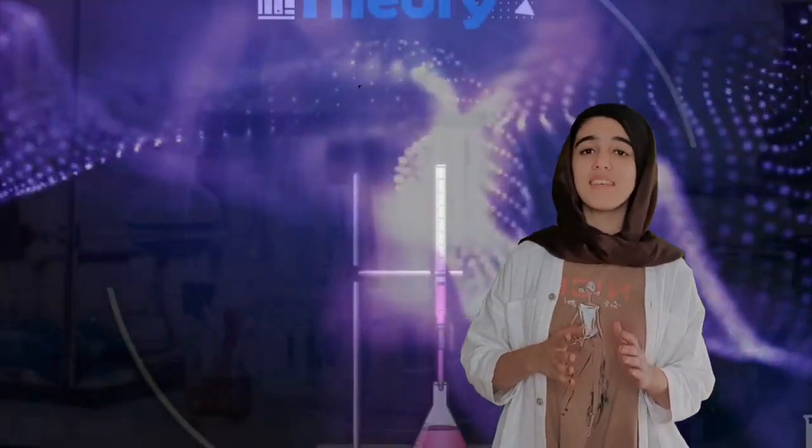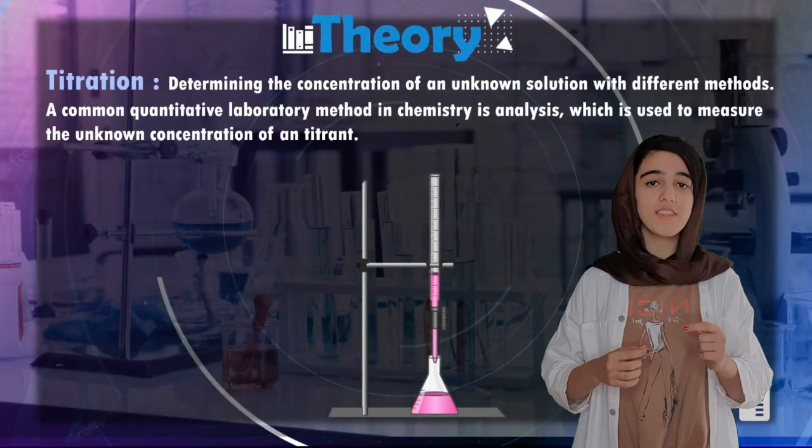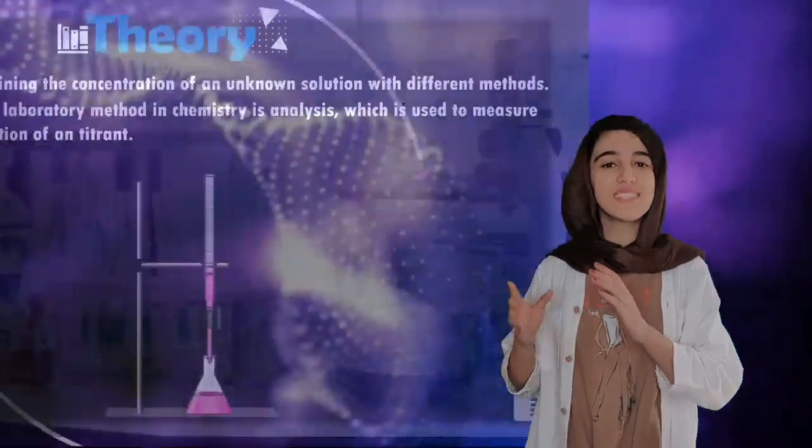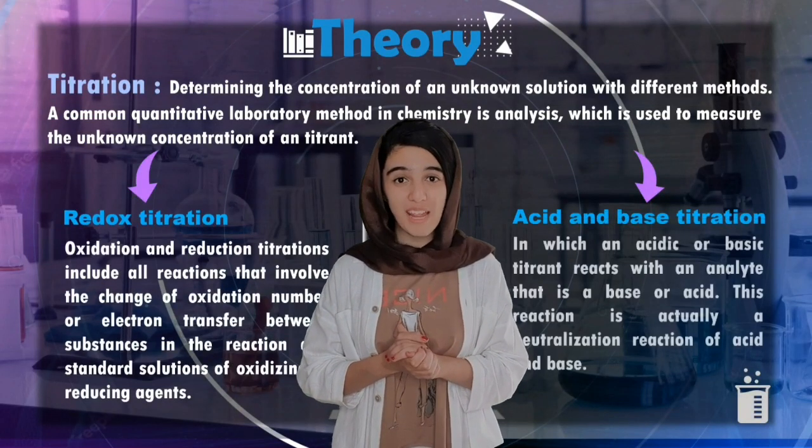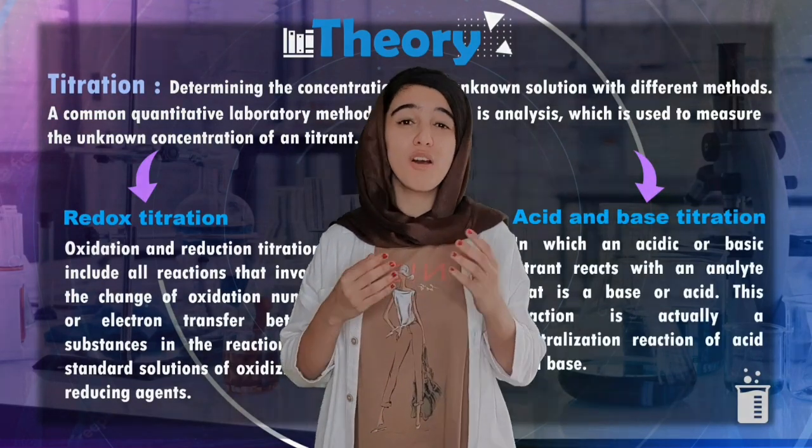It's time for our theory part. What is titration? Determining the concentration of an unknown solution with different methods is called titration. A common quantitative laboratory method in chemistry is titration analysis, which is used to measure the unknown concentration of an analyte. We have two forms of titration, acid and base titration and redox titration. In the solutions that we have in our problem, we don't have any strong acid and base solutions, but we have a standard solution of oxidizing or reducing agents like oxalic acid and potassium permanganate. So we can say that our titration is redox titration.